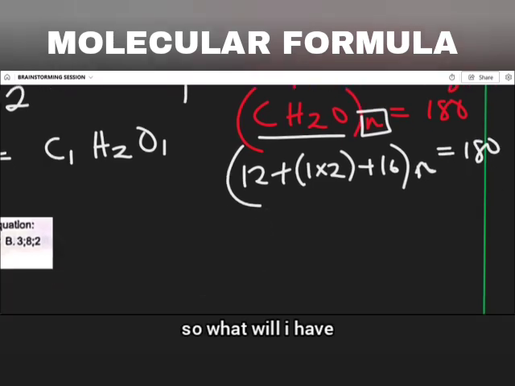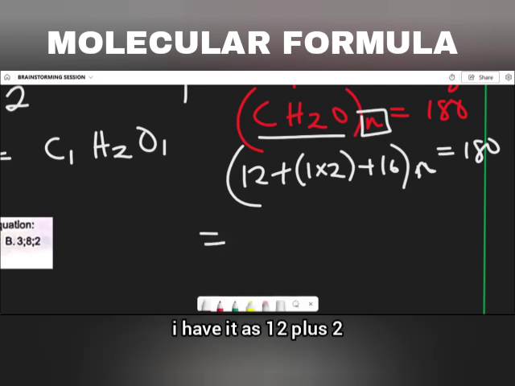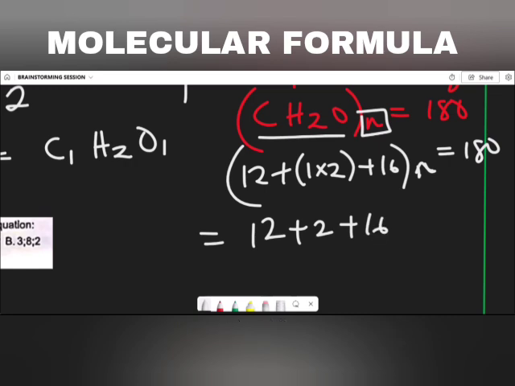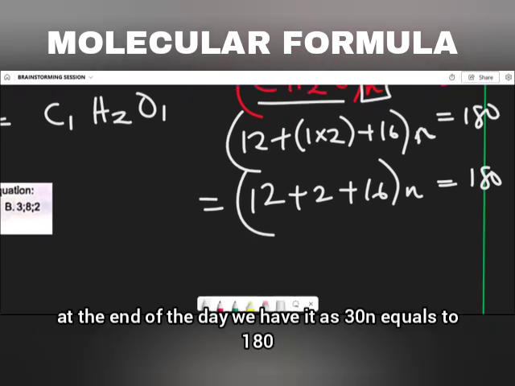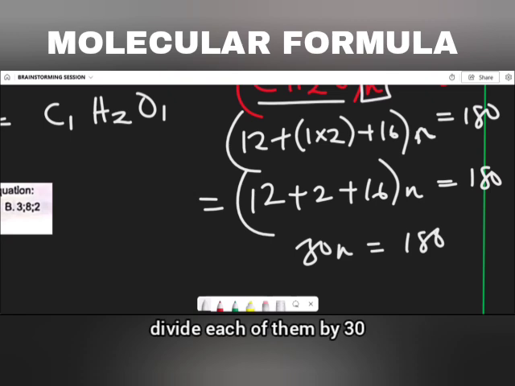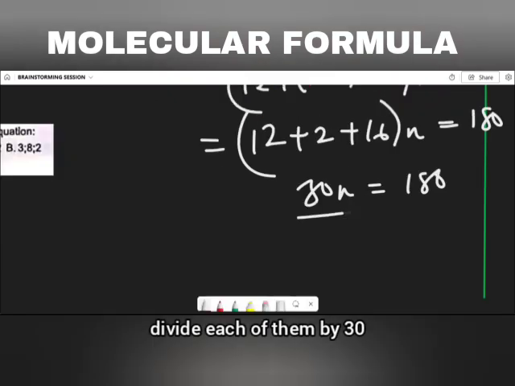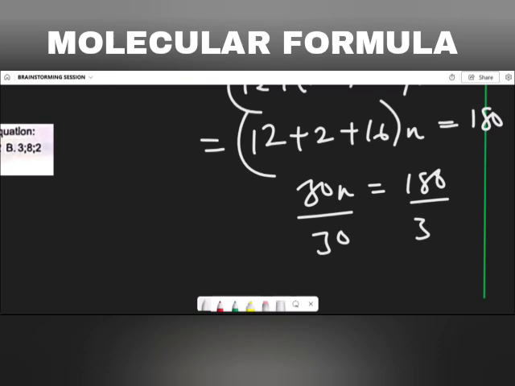So what will I have? I have it here as 12 plus 2 plus 16 in the bracket of n equals 180. At the end of the day, we have it as 30n equals 180. Divide each of them by 30. So we cancel out. Our n is left at 6.